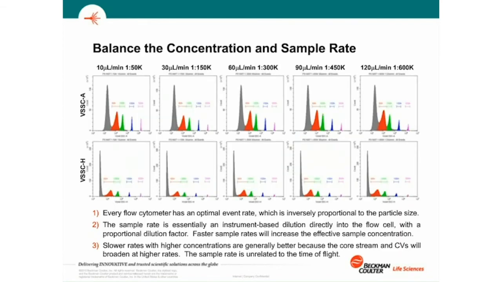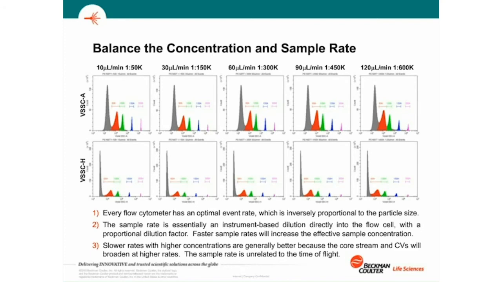Another consideration regarding concentration is that it's a balance of the concentration and the sample rate. So the sample is passing through a flow cytometer, the flow cell, and every cytometer has an optimal event processing rate, essentially. This depends on the ability of the instrument to actually analyze, but also on the rate that the particles pass through the flow cell. And this is inversely proportional to the particle size. So smaller particles, more can pass through in a given time period than large particles.